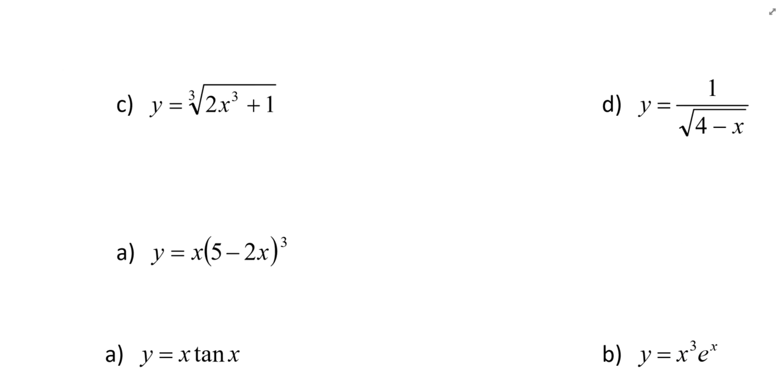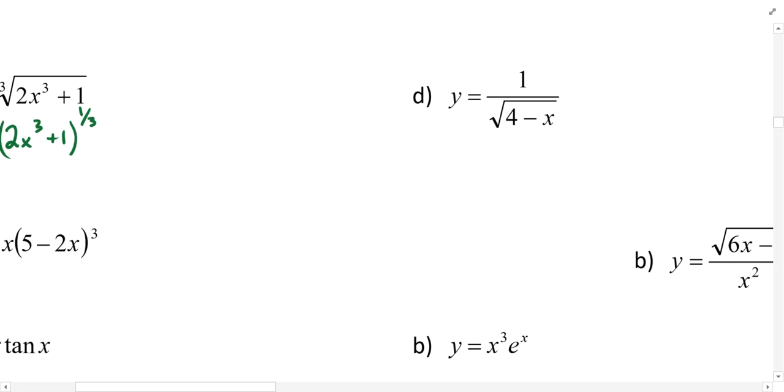For part C, I think the chain rule would be appropriate again, but let's remind ourselves that 2x to the third power plus 1 when inside of a radical could also be considered as that same expression raised to the power of 1/3. If you see it that way, then the chain rule becomes a pretty straightforward method for finding its derivative.